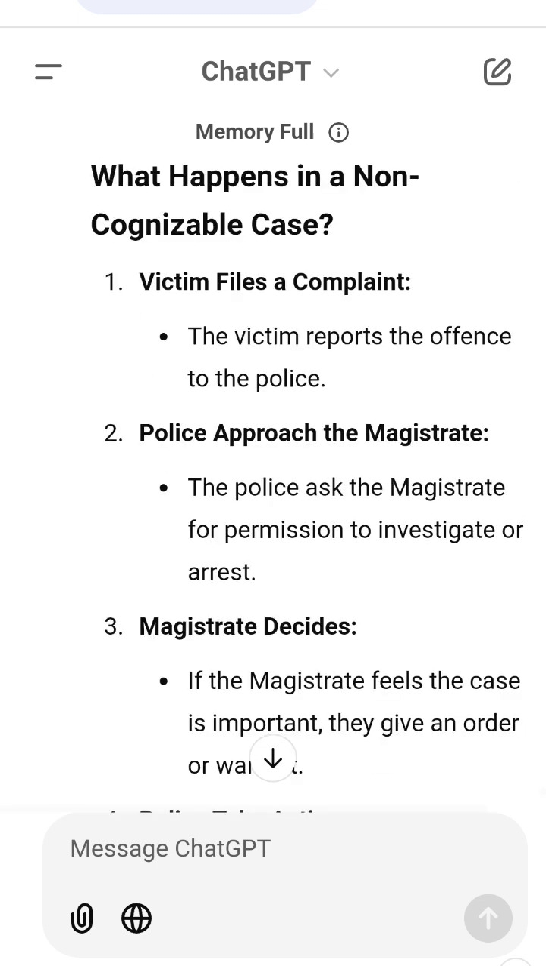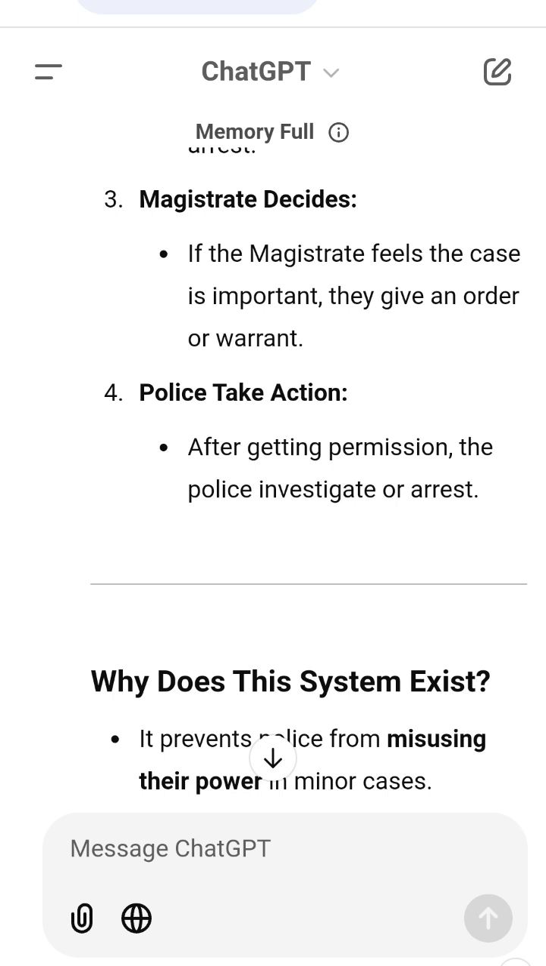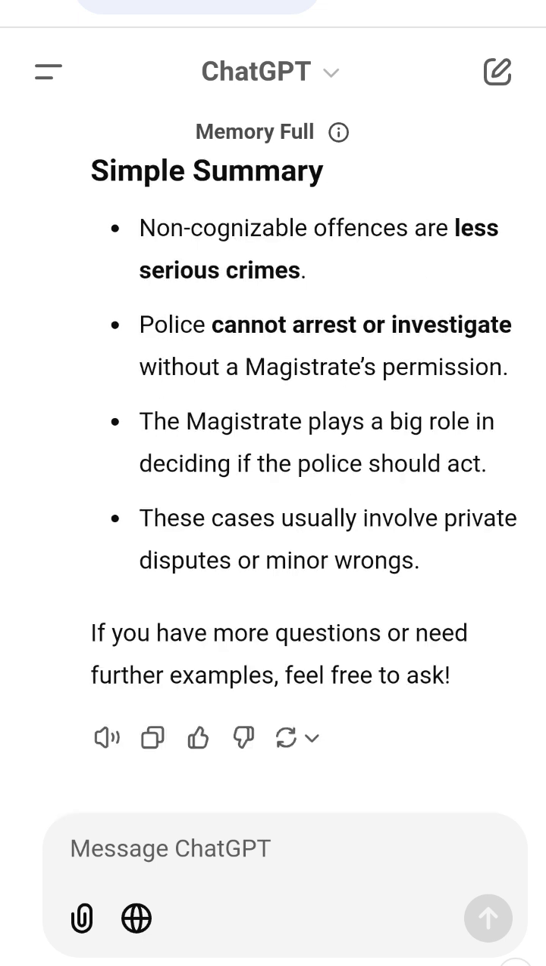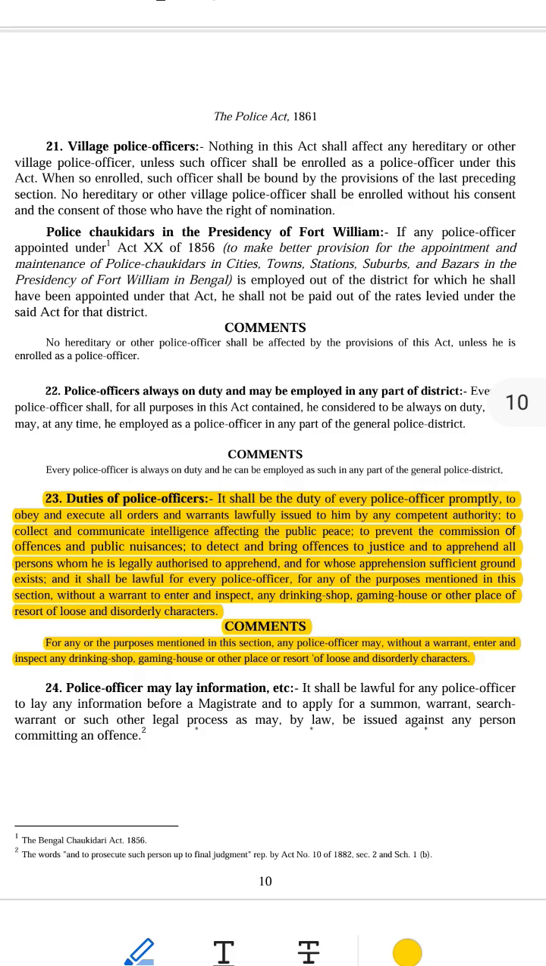Simple summary. Non-cognizable offences are less serious crimes. Police cannot arrest or investigate without a magistrate's permission. The magistrate plays a big role in deciding if the police should act. These cases usually involve private disputes or minor wrongs. If you have more questions or need further examples, feel free to ask.